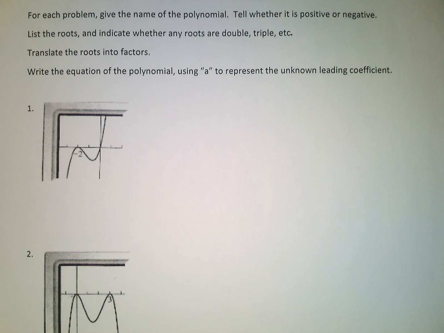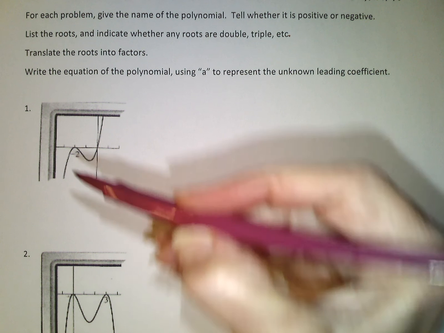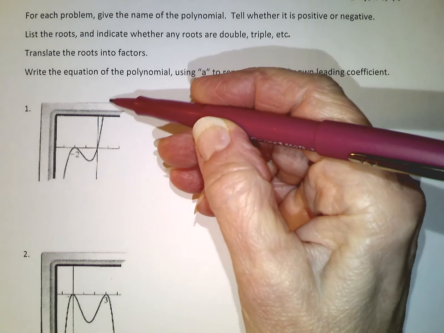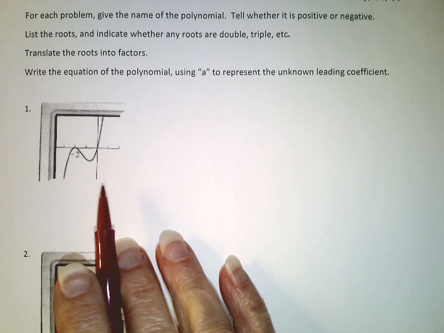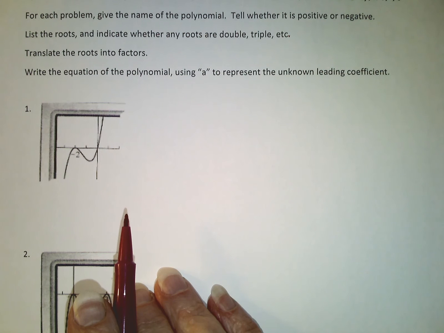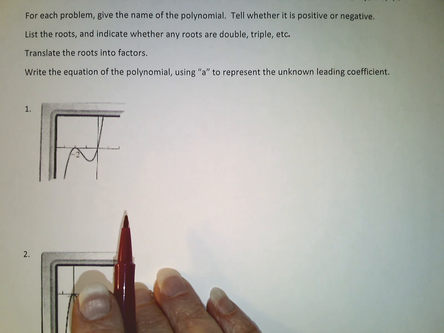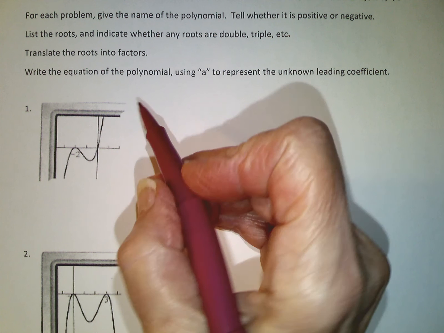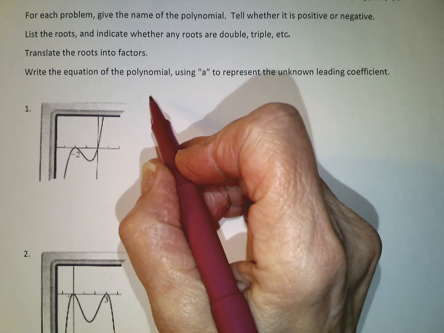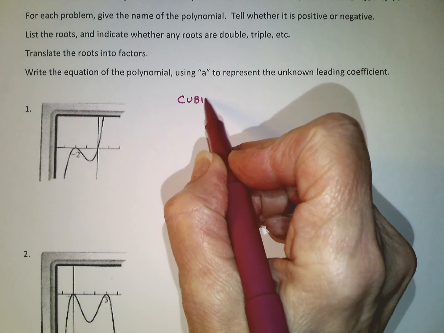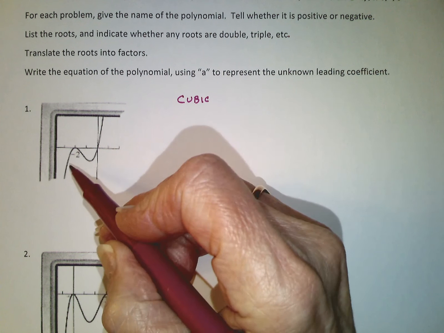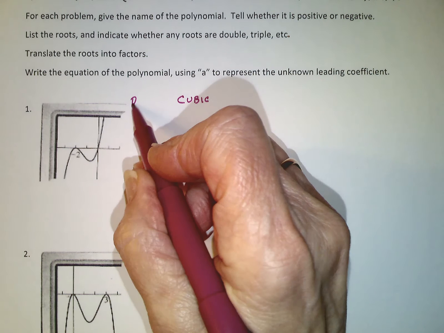So I did ask you to give the name of the polynomial and tell whether it's positive or negative. Technically, we cannot tell because we don't know what the rest of the graph is doing out here forever. But just what is on the screen, what kind of polynomial is it? And this would be a cubic, and it's rising from left to right, so it's a positive cubic.